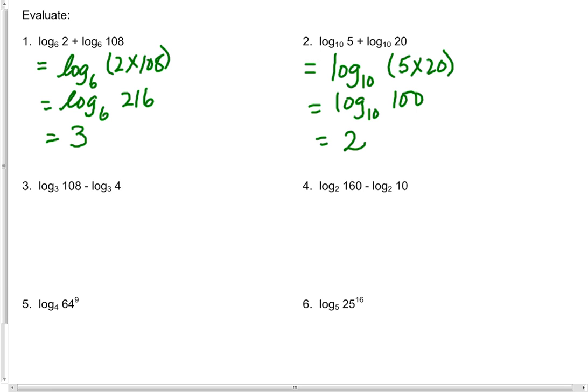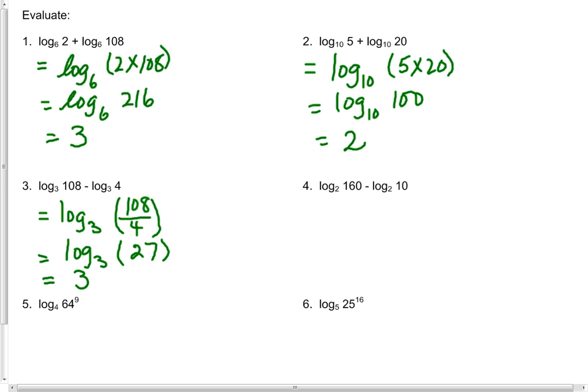Subtraction. Log base 3 of 108 take away log base 3 of 4. When we subtract, that's the same as dividing. So it would be the same as log base 3 of 108 over 4, which is log base 3 of 27. Log base 3 of 27 is 3, because 3 cubed is 27. Other subtraction question. If you have a subtraction, that would be the same as division, 160 over 10 is 16. Log base 2 of 16 is 4.